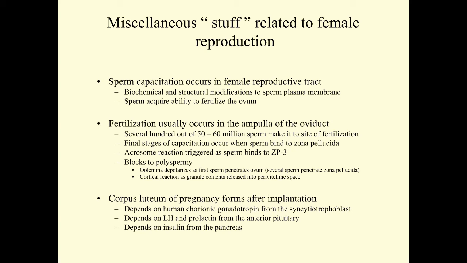Now, the corpus luteum of pregnancy forms after implantation, and that depends on human chorionic gonadotrophin that comes from the syncytiotrophoblast. It depends on LH and prolactin production from the anterior pituitary, and it depends on secretion of insulin from the pancreas.